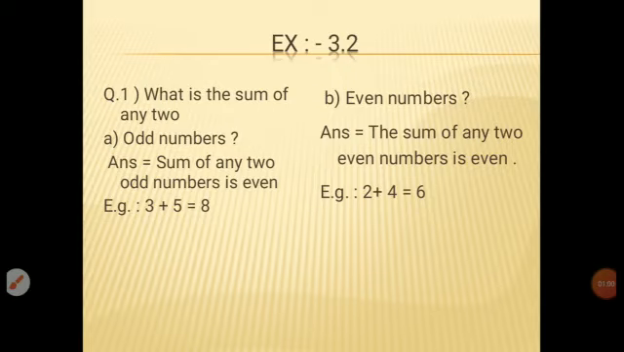Now the next question is, what is the sum of any 2 even numbers? Again, even numbers are 2, 4, 6, 8, etc. So I have taken 2 plus 4. So 2 plus 4 is equal to 6, and again 6 is an even number. So from this example we can say that the sum of any two even numbers is an even number.